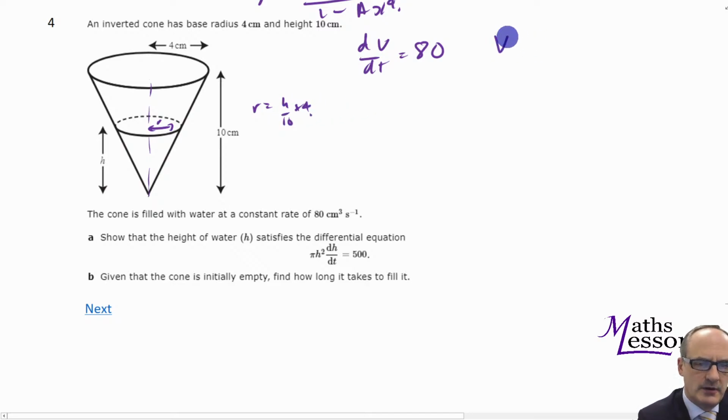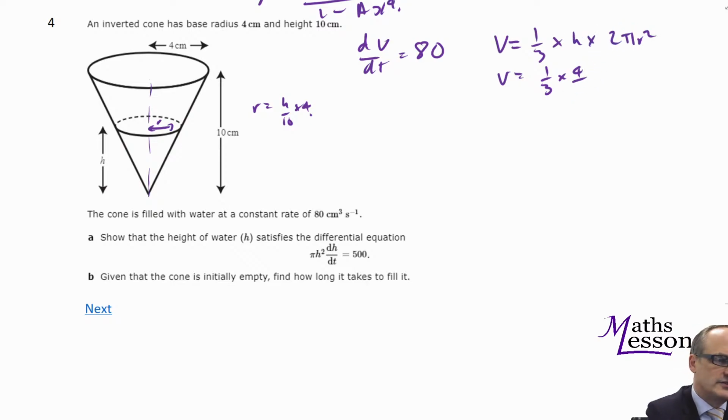So when I'm working out my volume equation, I know that the volume is equal to a third times the height times the base area, 2 pi r squared. And I know that r is equal to 4h over 10. So therefore, I'm going to get 1/3 times 4.